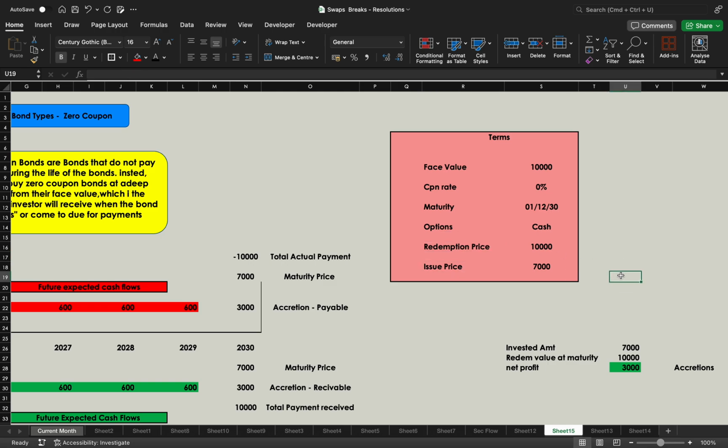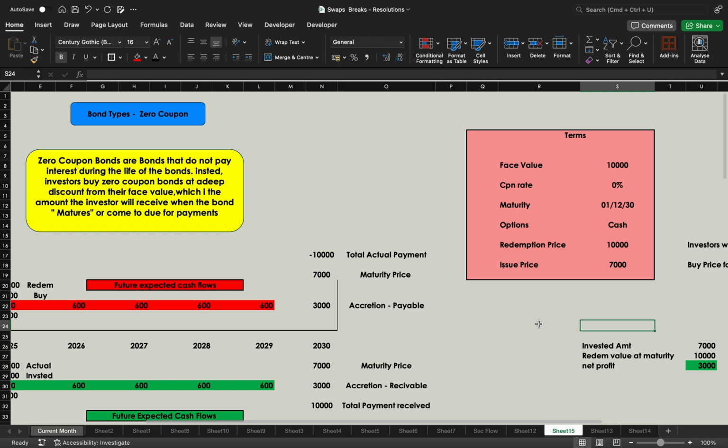Issue price is nothing but the price at which the company wants to issue these bonds, 7,000. So basically, this is the bond buy price for the investor. The investor can buy bonds at 7,000, right? And the investor will receive 10,000, correct? But how does it look? Let's see that.